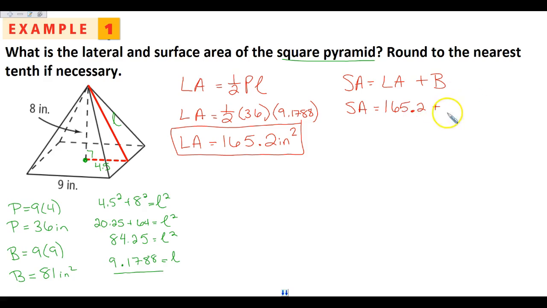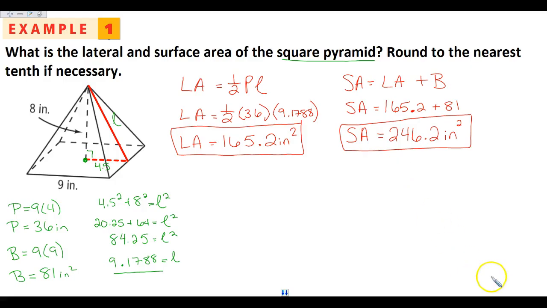But if I did have decimals in the area of my base, I would want to leave this number in my calculator. And you might as well leave it in because it's just easier to add. But we found that our area of our base was 81. So when I add these up together, I'm going to get 246.2 inches squared. So that is my lateral and surface area of a square pyramid.